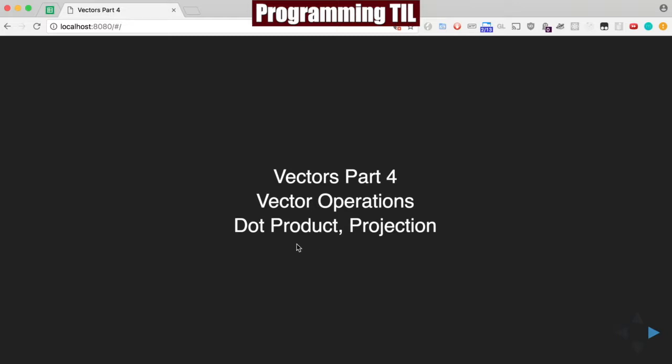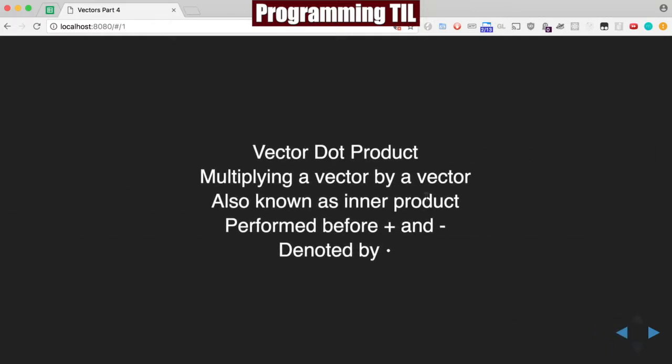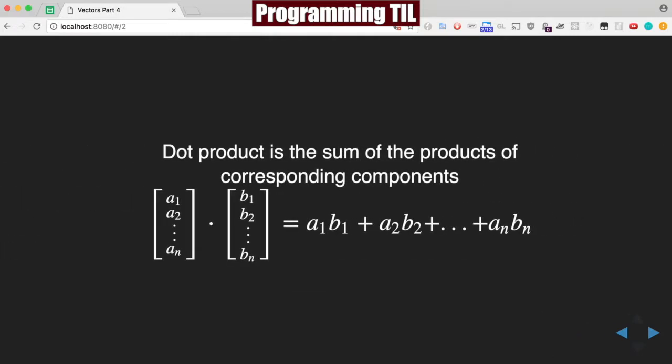Today we'll be looking at the dot product and how to project onto a vector and what that is. The vector dot product is one form of multiplying a vector by a vector, and it's also known as the inner product. It's performed before addition and subtraction, and it is denoted by a little dot, thus the dot product.